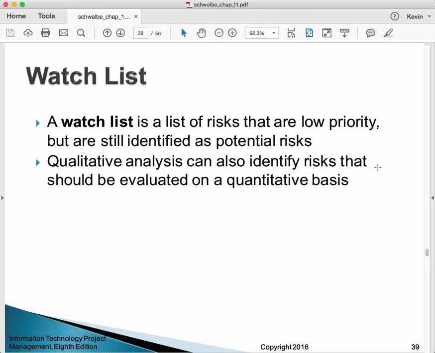A watch list is a list of risks that are low priority but are still identified as potential risks. These are things that are not on the top 10, but we don't want to lose track of them entirely. Qualitative analysis can also identify risks that should be evaluated on a quantitative basis.